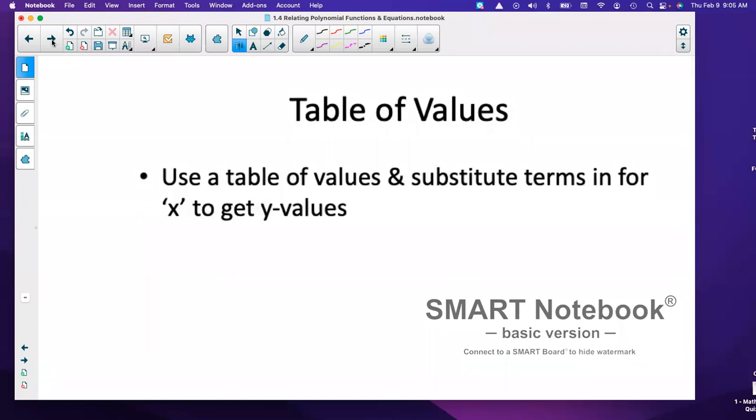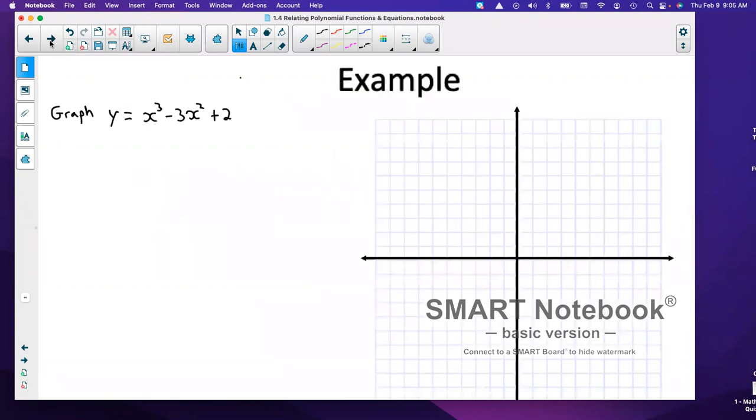So table of values, you should know from the past. It's essentially use a table of values, substitute x values in to get our y values. So we'll do an example of that. Graph y equals x cubed minus 3x squared plus 2. So we'll set up a table of values.